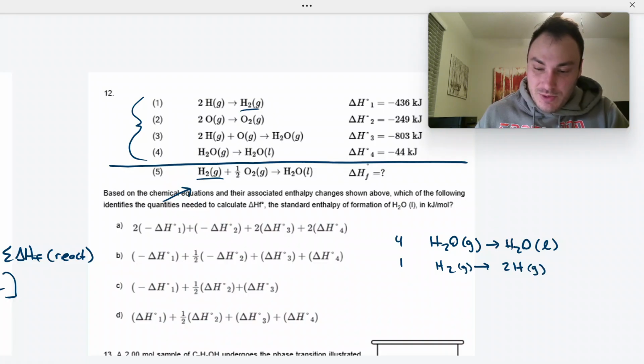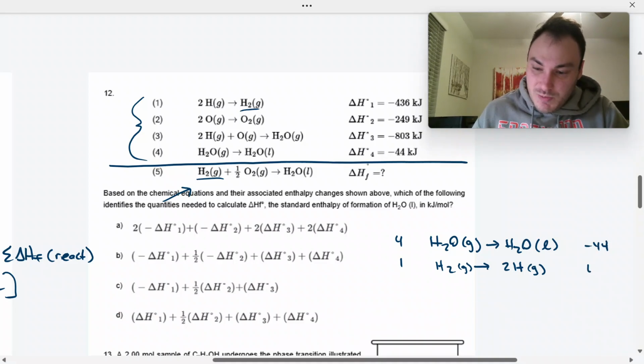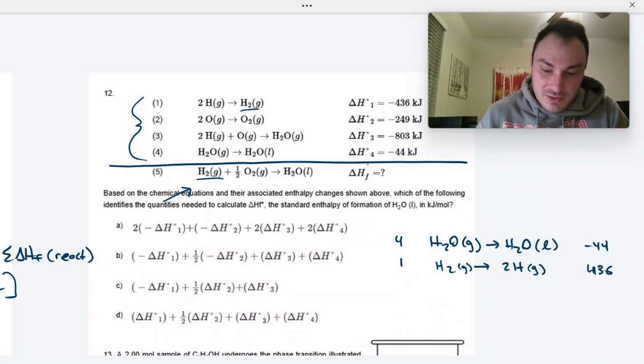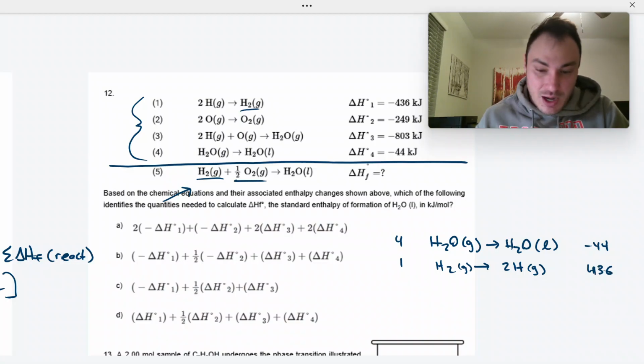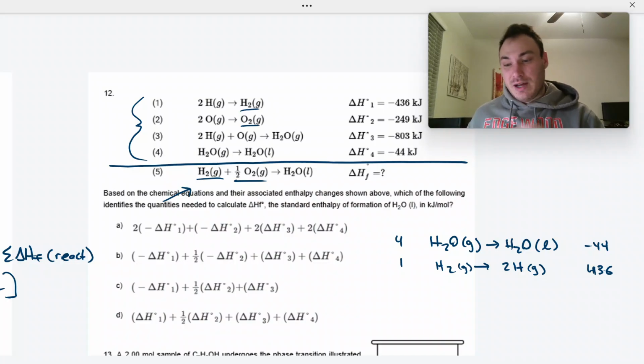And the enthalpy of that reaction, let me rewrite. So it's negative 44 for this one. This one's going to be positive 436 because we had to flip it. Next, let's look at this oxygen gas. For the oxygen gas, the only place oxygen gas appears is in reaction 2. It's in the products, it's on the wrong side, and we need to divide everything by 2.